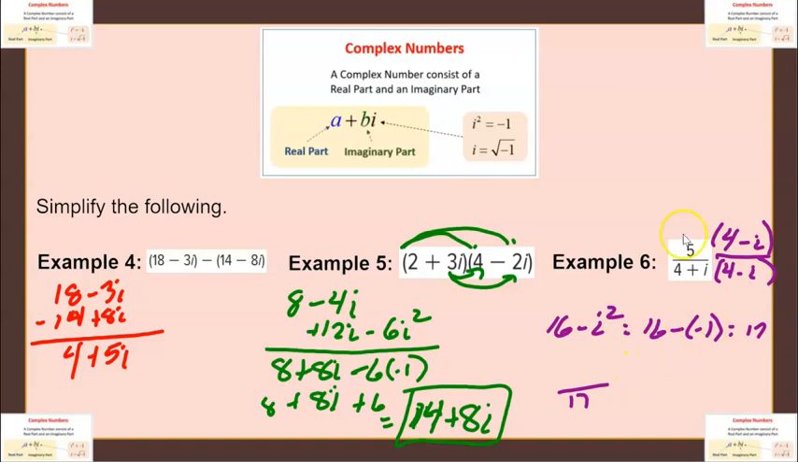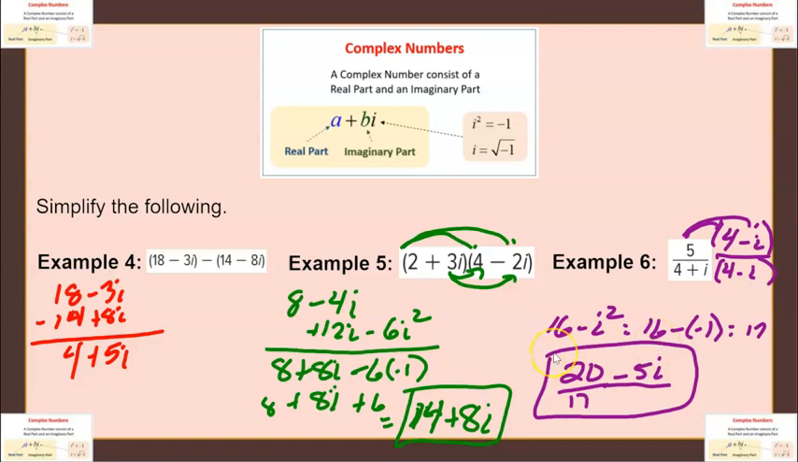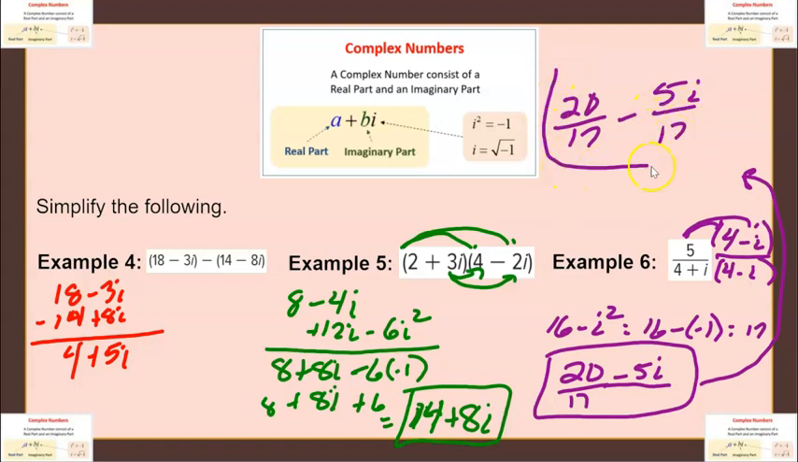In my numerator, I would just distribute the 5, and I would have 20 minus 5i. So my final answer would be 20 minus 5i divided by 17, or I could have 20 over 17 minus 5i over 17. This would probably be the better answer because that would be in a plus bi format. So that is how you can use operations with complex numbers.